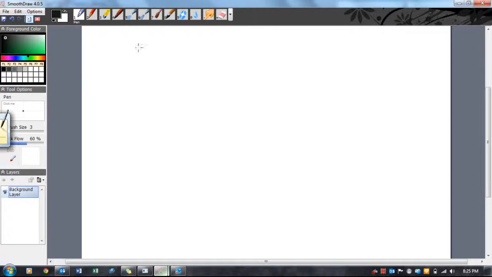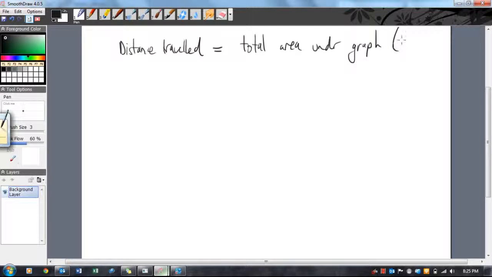Okay, so if we want the distance travelled, we don't care about whether it's positive or negative. We just want the total area under the graph. So just add up the areas, unsigned. We're not worried about the sign of the area. Positive, negative, don't care. Just add up the total areas.